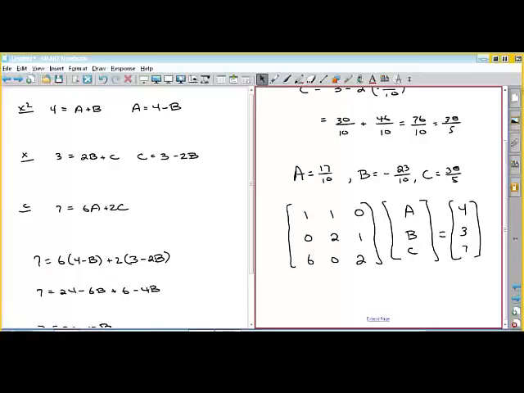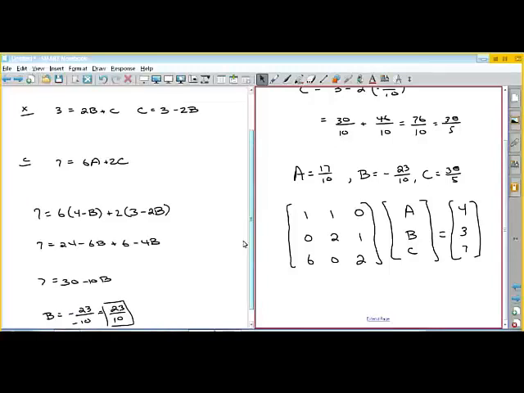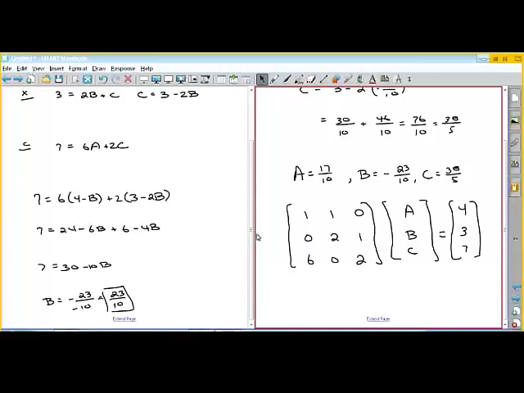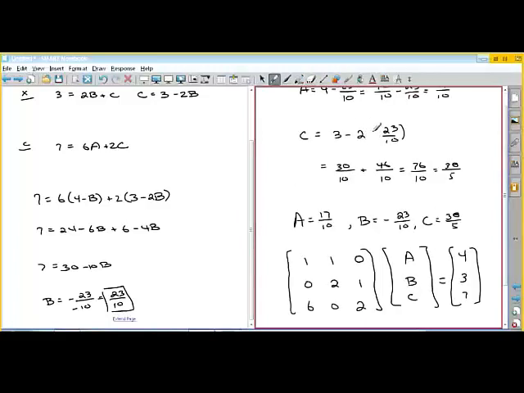So I get A is 17 over 10, B is negative 20... Oh, must have made a mistake. Let me just check my numbers here before I say that I made a mistake. I got the sign wrong on that, because what I got was 23 tenths instead of negative 23 tenths. Oh, and I got that right. So it's 23. I don't know where I got negative. I guess I just read that wrong. So I did it right, except I got to finish this off and make sure that C is correct.